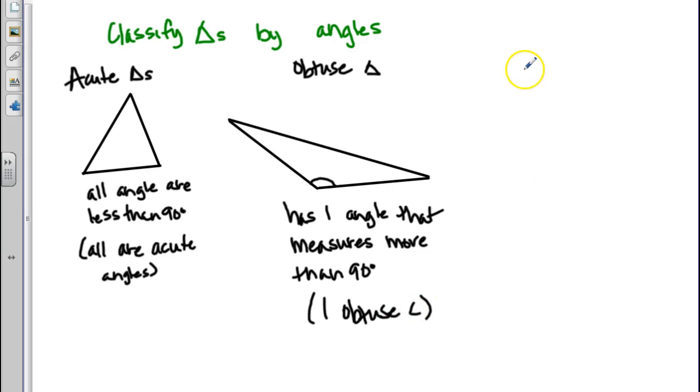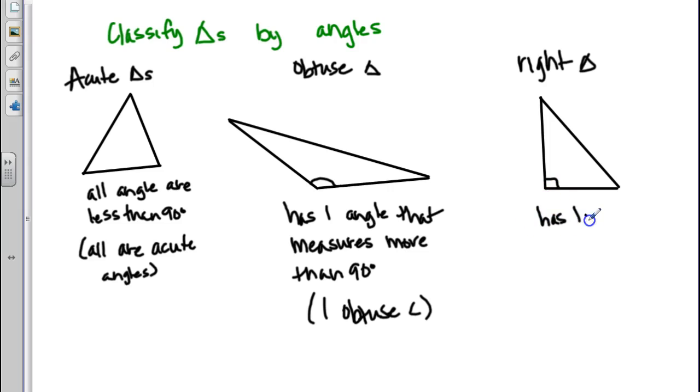All right. And then a right triangle. So this right triangle has one right angle. So one angle that measures 90 degrees. The other two again will be acute.